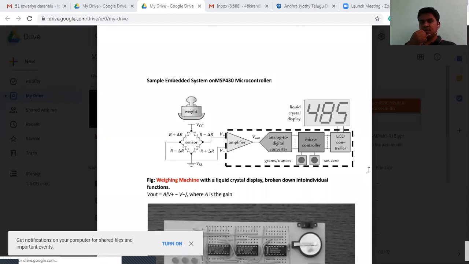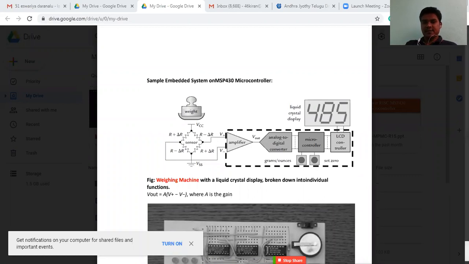Now I want to explain a topic, a sample embedded system using the MSP430 microcontroller. See, here the example they have taken is weighing measurement. So, weighing measurement using MSP430 and weighing measurement using other microcontrollers. Based on this comparison, you are going to understand the importance of the MSP430 microcontroller.